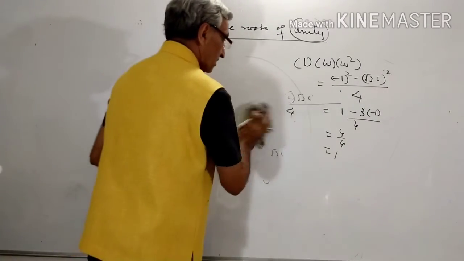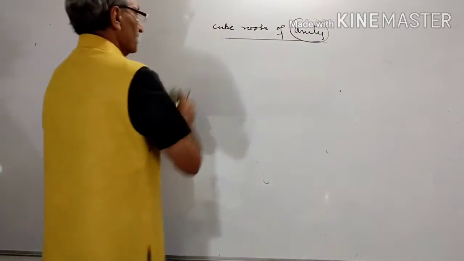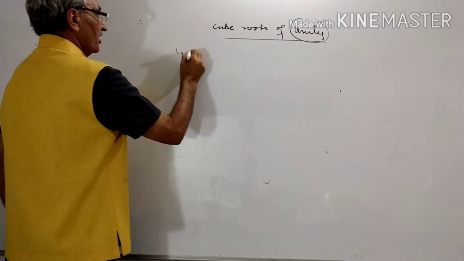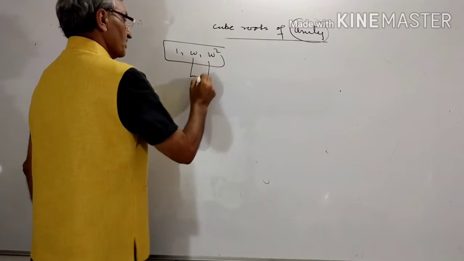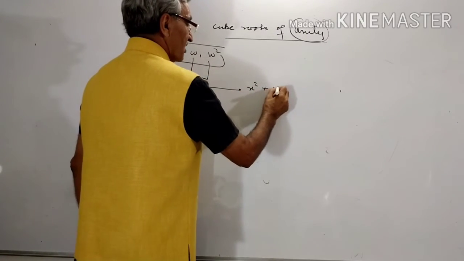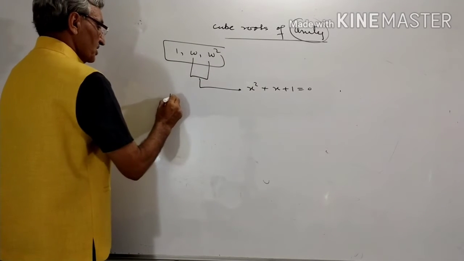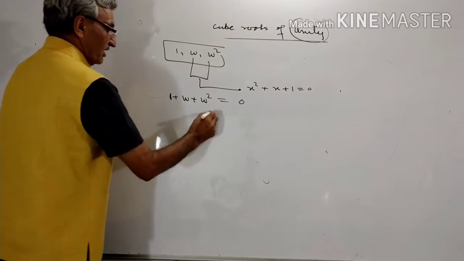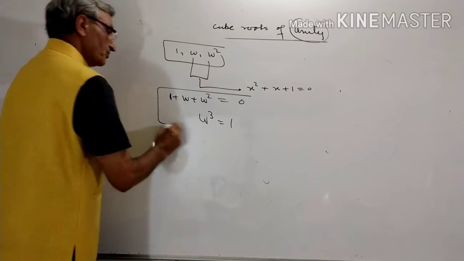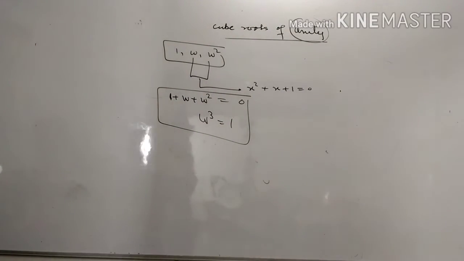So in this video, we have seen that there are three cube roots of unity: 1, omega and omega square. Remember, sometimes the question asks for this: number 1, and number 2, the sum of them is equal to 0, and the product of them is equal to 1. Questions based on this are asked.